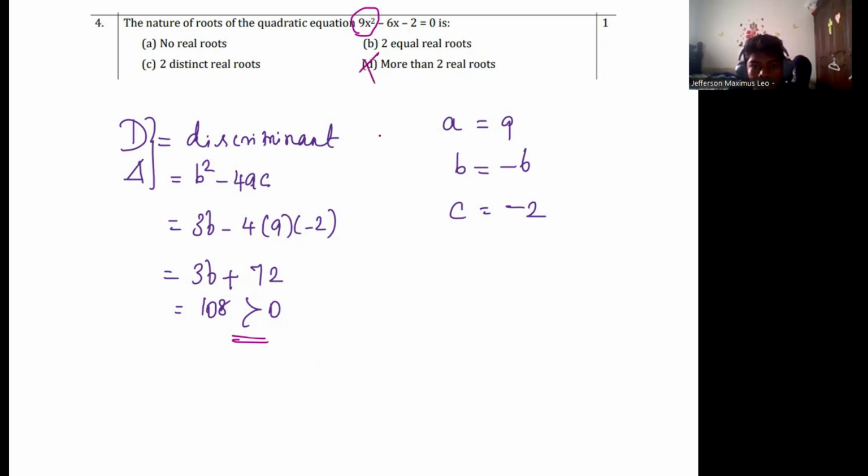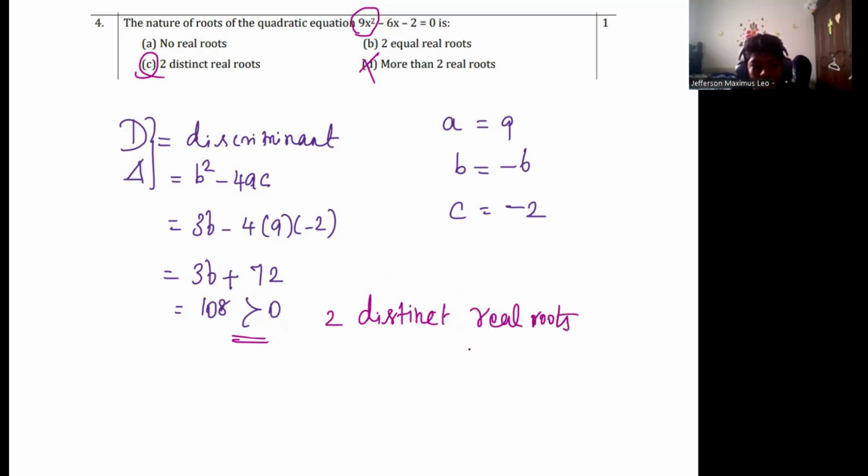So more than 2 is crossed out. As soon as you see it, you can cross it out. Only 1 of the remaining 3 will come. Since the discriminant is greater than 0, it is 2 distinct real roots. Option C. Very good. So 2 distinct real roots.